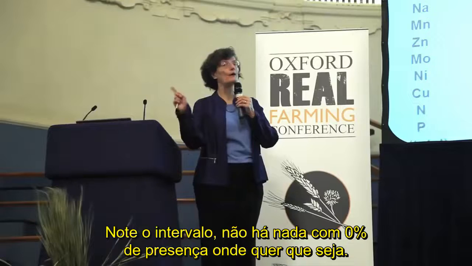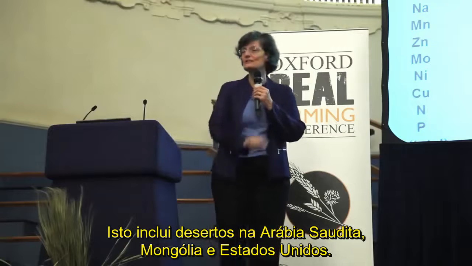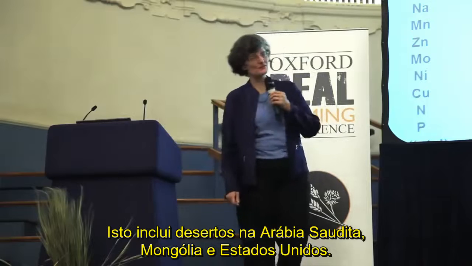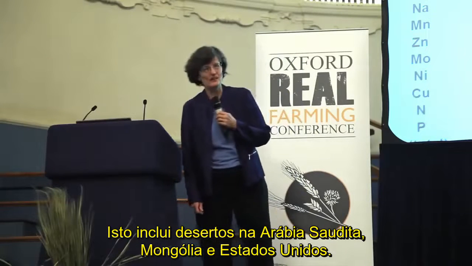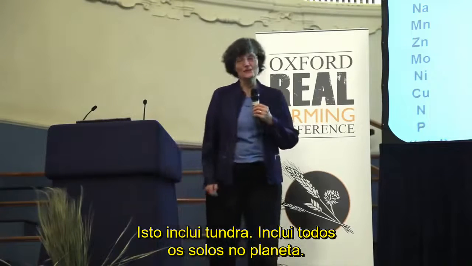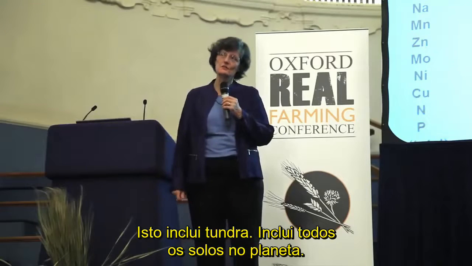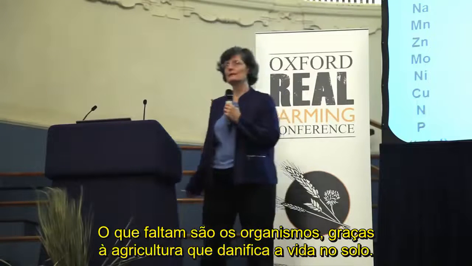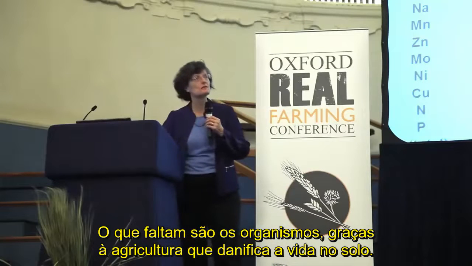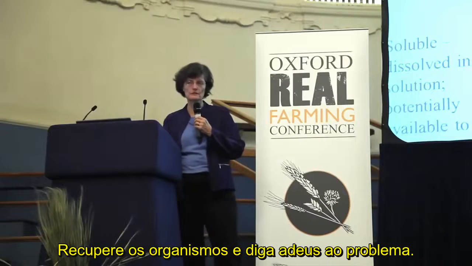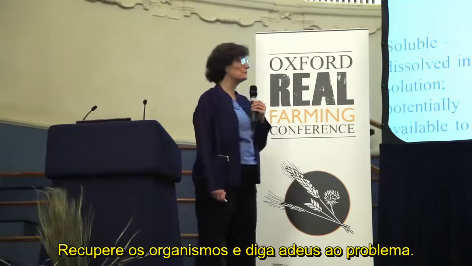I don't care where you go. This includes the desert soils in Saudi Arabia. This includes deserts in Mongolia and the United States and any place else you want to go. This is tundra. This includes every single soil on the planet. Nothing lacks the nutrients to grow plants. What we lack, ever since we started doing agriculture that damages the life in the soil, that's what's caused the problem. Get the organisms back, and you don't have this problem anymore.